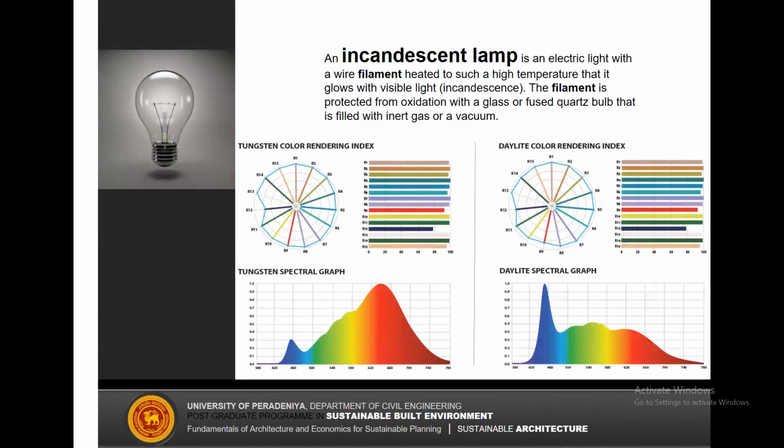So out of the lights, incandescent lamps have a very good color rendering ability because they are solid. So they are like the sun. They have the entire spectrum range available in them. So this is the spectrum of a tungsten filament light. It's something like that. If you compare it with daylight, you can see it's almost the same thing.